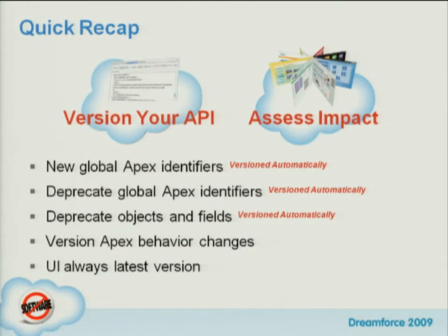So real quickly, a quick recap before we close out this part of the presentation. Remember, assess your impact, version your API. If you walk away with nothing else, keep those two things in your head as you're releasing new versions of your product. Remember that we also take care of some things automatically for you: the versioning of exposure of new global Apex, the deprecation of Apex, the deprecation of objects and fields. When you do that and just tell us, we take care of all the versioning for you. The only thing you have to worry about is versioning the behavior. So triggers, behavior inside your methods, things like that. UI is always the latest. Okay? Everybody with me? All right.